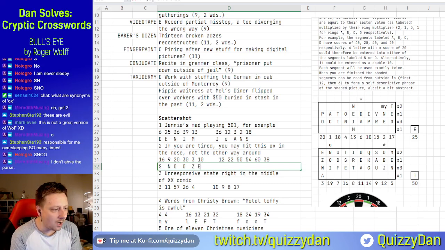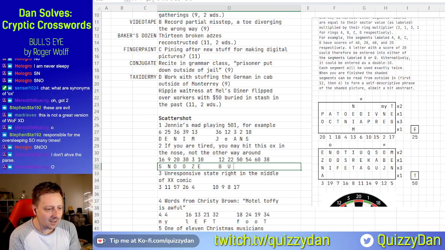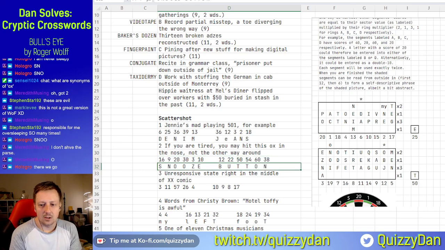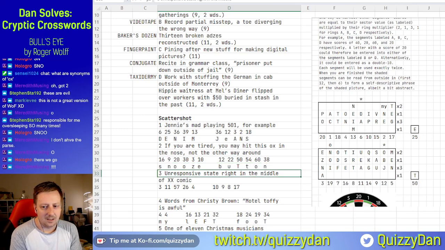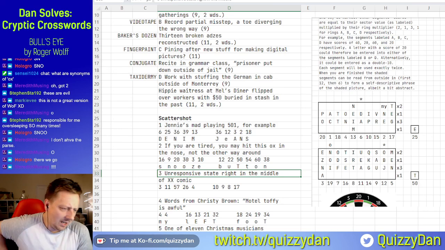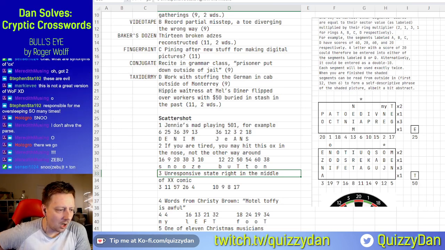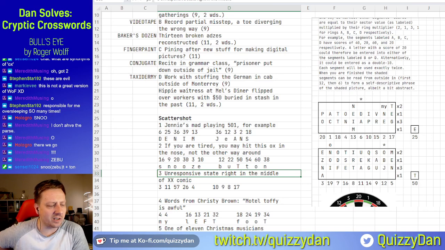Snooze button. I'm assuming it's that anyway. I've done it in capitals as well. I should have done it small. Snooze button. Well, that T's definitely there. If you're tired, you may hit this snooze button. Ox is a zebu from season 1 of The Simpsons.